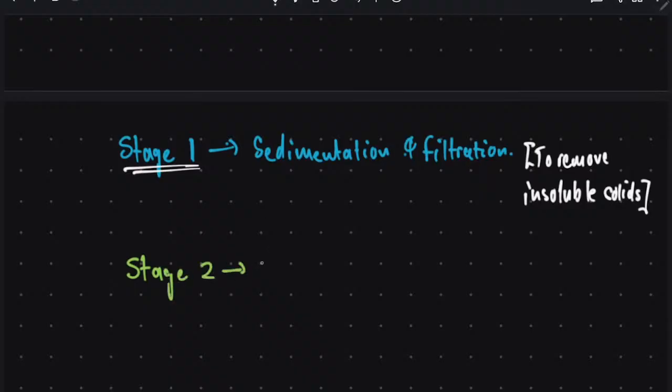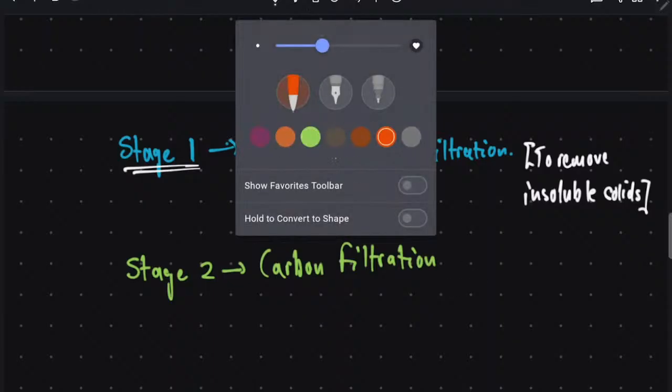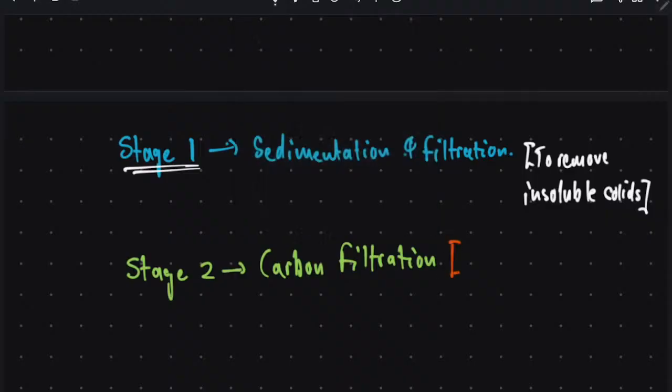Stage 2 is carbon filtration, to remove tastes and odors. Carbon filtration is to remove taste and odors. Then now comes the last one. Don't worry.